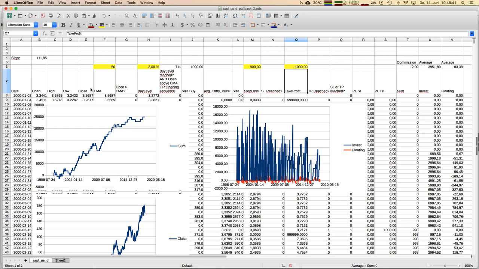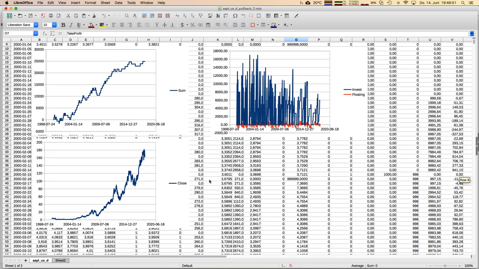I have investigated with that, and I hope you know a little bit what I mean when I say the walk forward methodology. Let me explain briefly what that means. So what you do is you go into the history of your price chart, and then you say, okay, let me investigate 2005 until 2010.